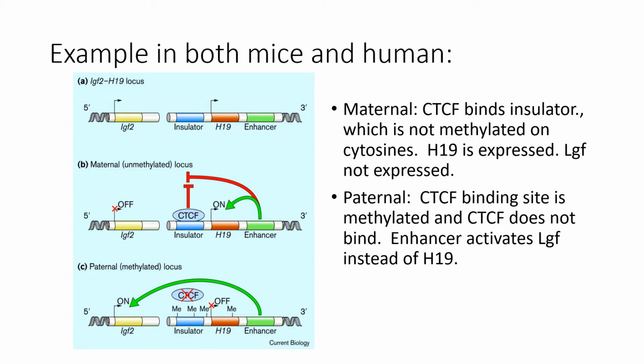Conversely, on the paternal allele, the CTCF binding site is methylated, and that prevents the CTCF protein from binding. As a result, the enhancer activates the insulin-like growth factor instead of the non-coding RNA, leading to its expression. So we see the asymmetry here. Mom's allele does not express the insulin-like growth factor, but dad's allele does. So in the early embryo, we will see expression of the insulin-like growth factor, but only from one allele, and that's the one that comes from dad.